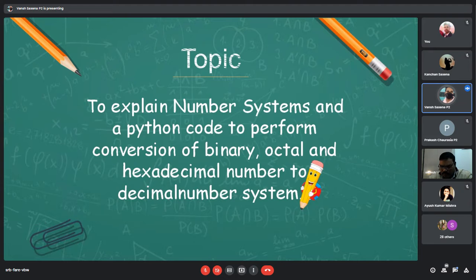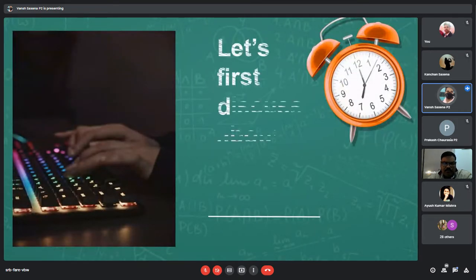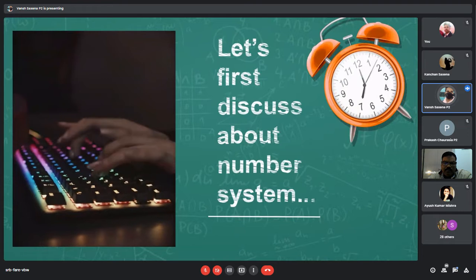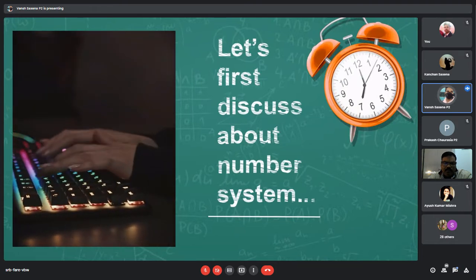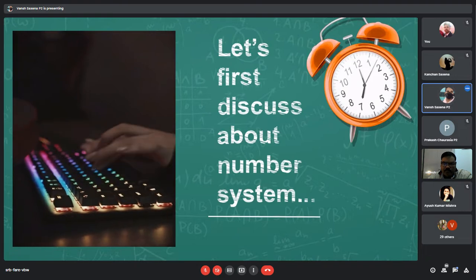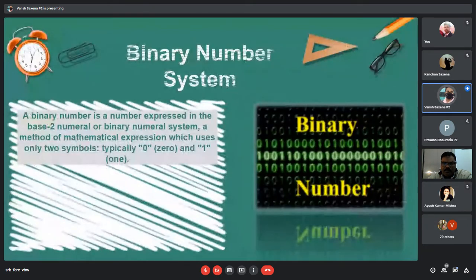I'm here writing a Python code. So directly moving on, let's first discuss what a number system is, because before we go into the insight of what's going on in the program, we should know about the number system. So directly moving on to the binary number system.